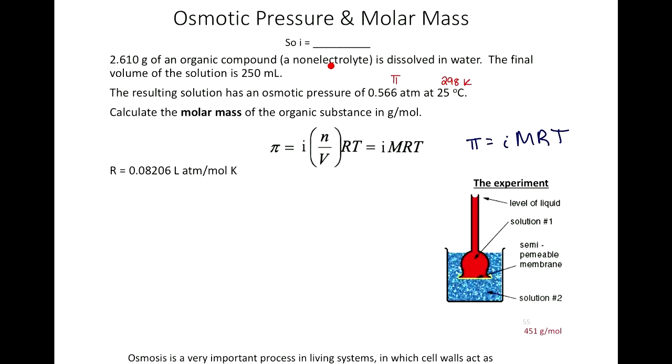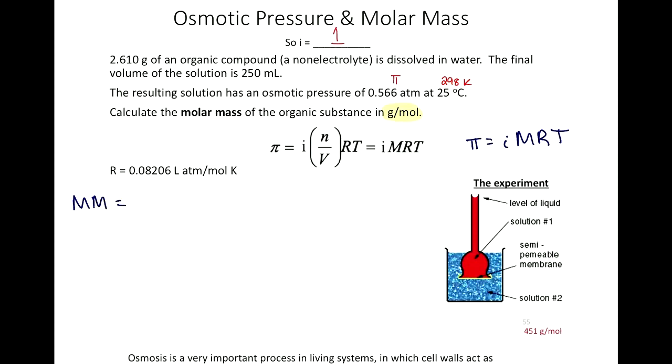What's it going to be? 1, perfect, because we'll need that in this equation, osmotic pressure: Π = i × M × R × T. So this question is asking for a molar mass in grams per mole. So I always let the unit guide me.